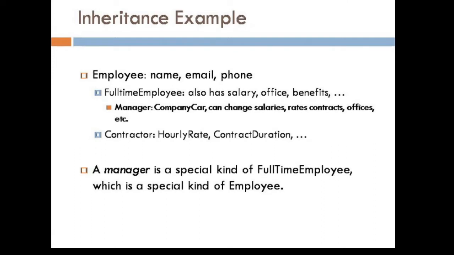employee has name, email, phone number. A full-time employee also has salary, office benefits, and for example, a manager has company car, can change salaries, rates, contracts, offices, etc. Then there's contractor, hourly rate, contract duration. A manager is a special kind of full-time employee, which is a special kind of employee. So here we can see the whole hierarchy, and it is with the help of this hierarchy that we are not repeating the code again and again.